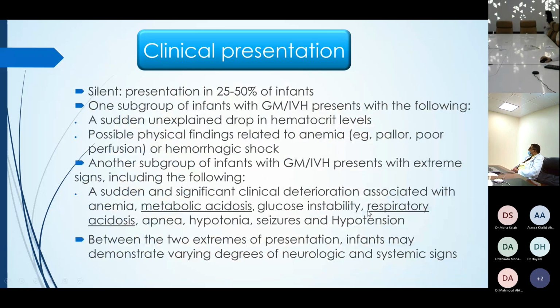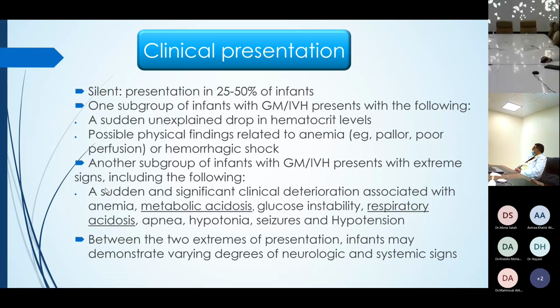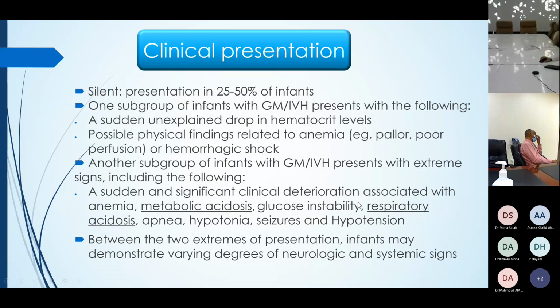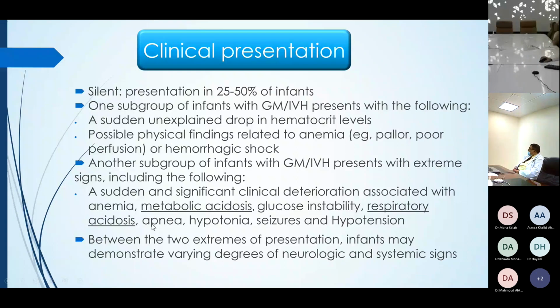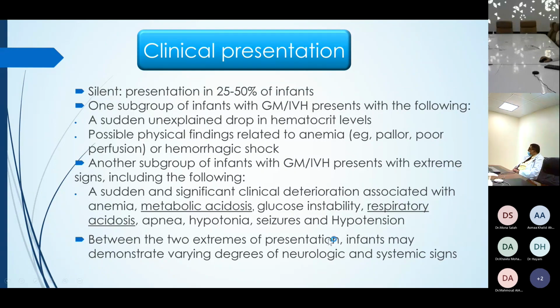Clinical presentation. One subgroup of infants with IVH present with the following: sudden unexplained drop in hematocrit levels, possible physical findings related to anemia, for example, pallor, poor perfusion, or hemorrhagic shock. Another subgroup of infants with IVH present with extreme signs, including the following: sudden or significant clinical deterioration associated with anemia, metabolic acidosis, glucose instability, respiratory acidosis, apnea, hypotonia, seizures, hypotension. Between the two extremes of presentation, infants may demonstrate varied degrees of neurological and systemic signs.